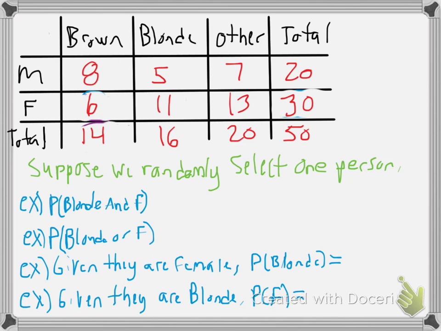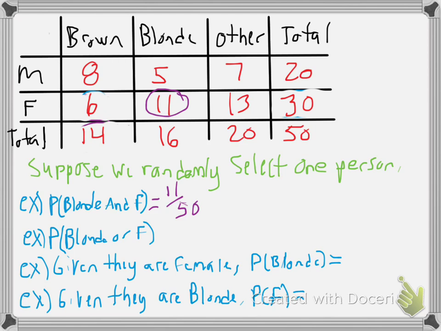First example is, what's the probability that they are blonde and female? Well, they have to be both blonde and female at the same time. How many blondes are females? Well, that is this number, 11. And the 11 is out of the 50, the total, because there's no given condition. So that's 11 out of 50, because we're randomly selecting somebody from the table. There's 50 people, and 11 are blonde and female.